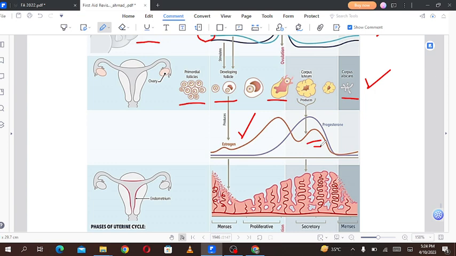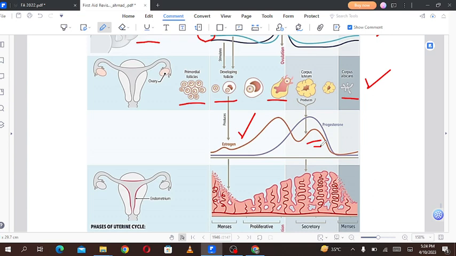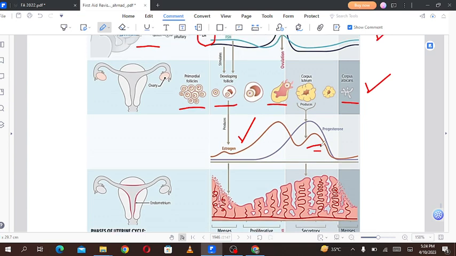Okay. For the progesterone, you must remember that there is only a single peak. It is not seen in the follicular phase of the ovarian cycle or the proliferative phase of the menstrual cycle; there is no progesterone. Because progesterone is produced by the corpus luteum, that is found in the luteal phase of the ovarian cycle, and that corresponds with the secretory phase of the menstrual cycle.